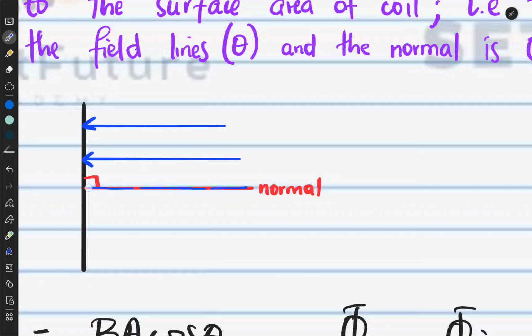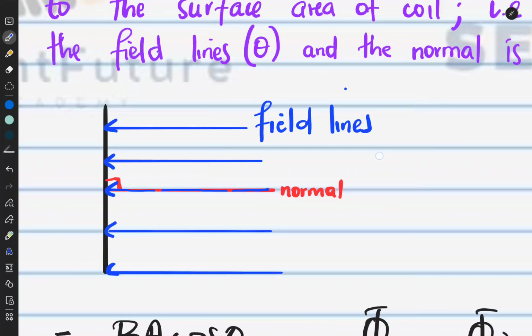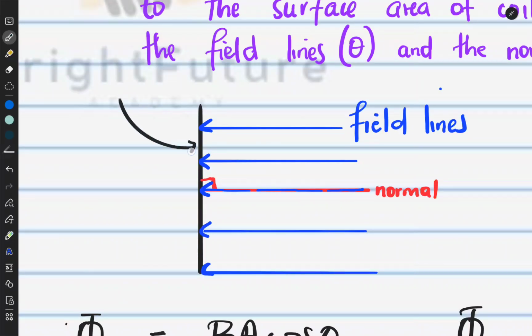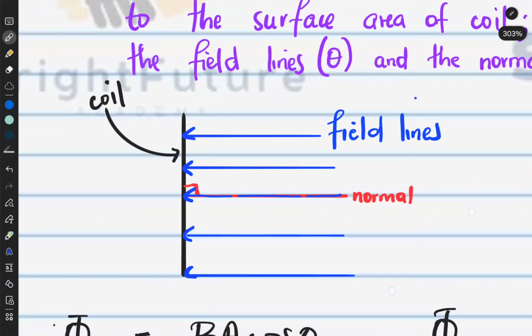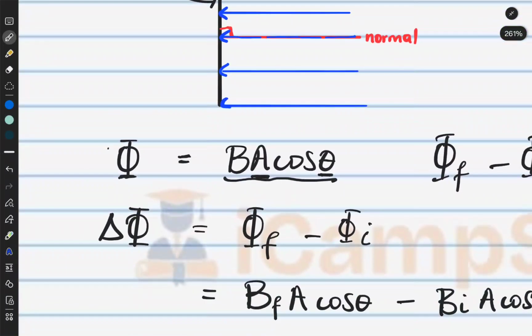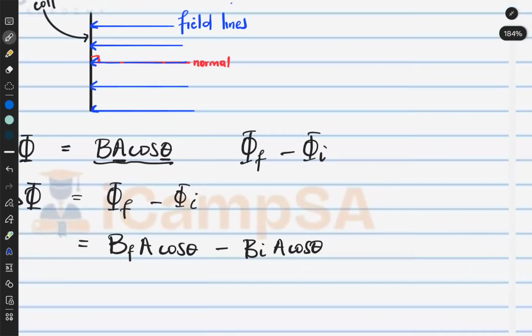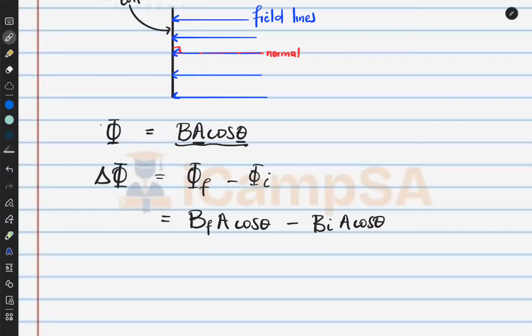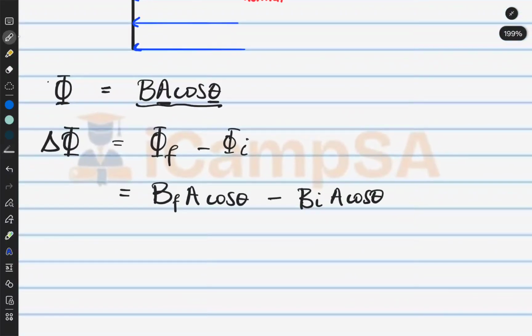So it means here it would run on top, parallel, like that. So these are my field lines, and then the black line would be my coil. Right, so that's what it means. Okay, our assumption. So we can continue now. We can continue and then we can solve. So let's continue from here.